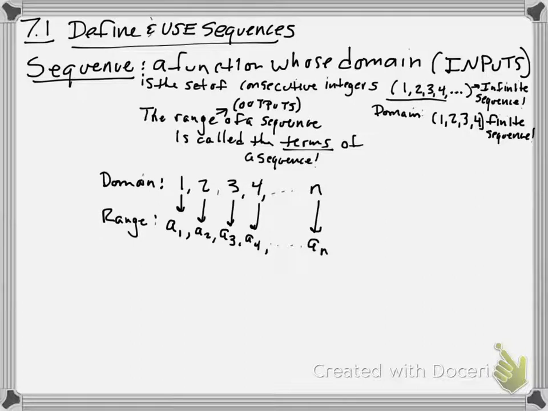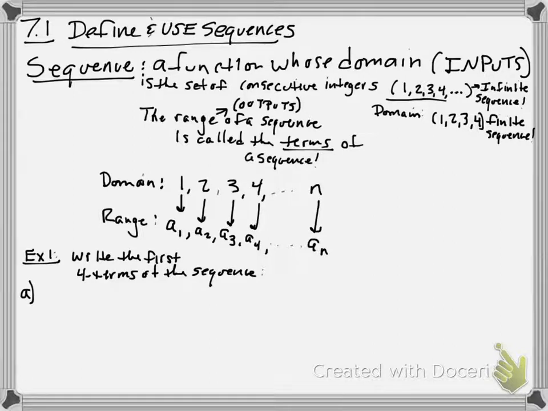So one of the first things that I'd like you to be able to do, and you're going to see this when you practice in your homework in class, is I want you to write the first 4 terms of the sequence. So let's do that. Let's write the first 4 terms of the sequence. And we'll define the sequence in 2 ways. In part A, I'm going to call the sequence a sub n and define it as 2 times n.